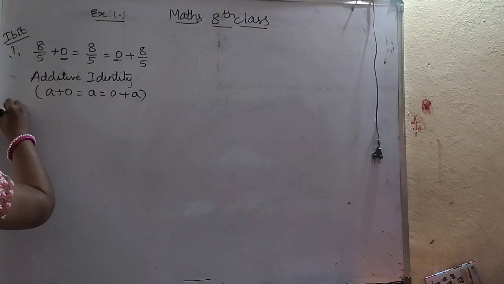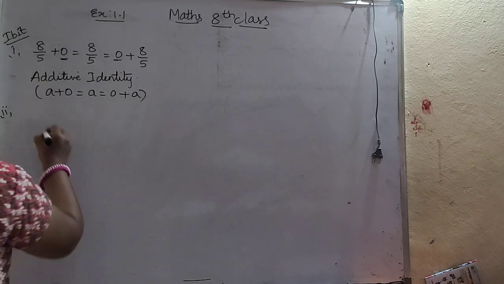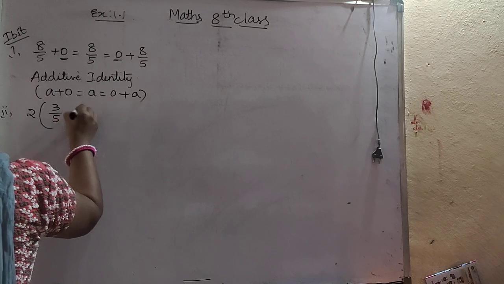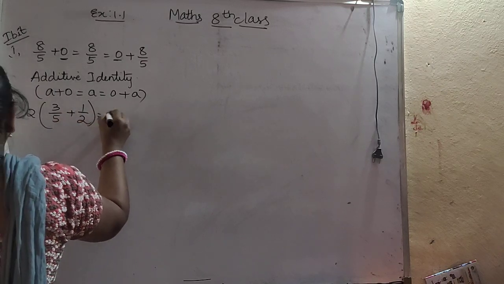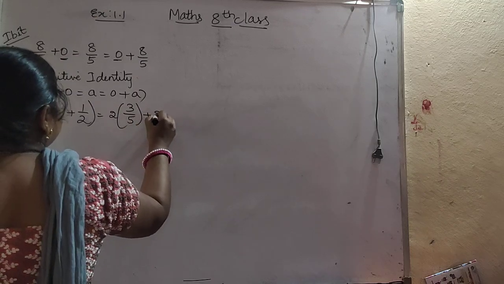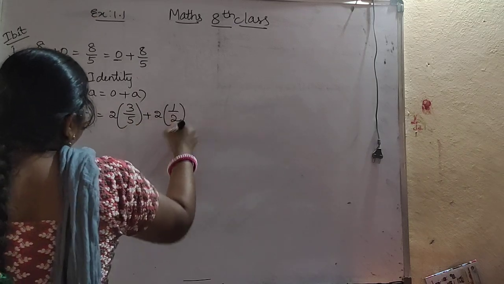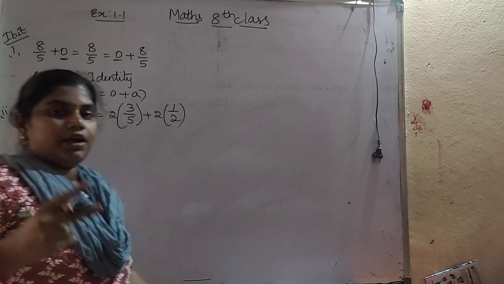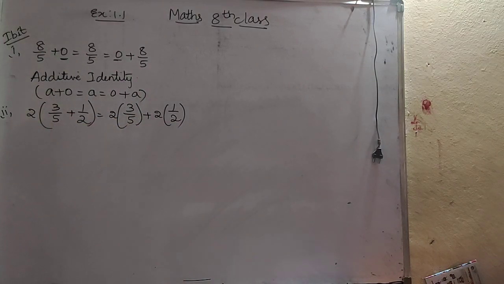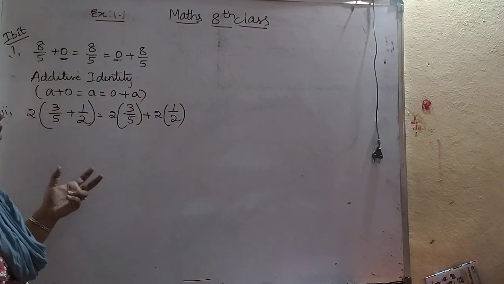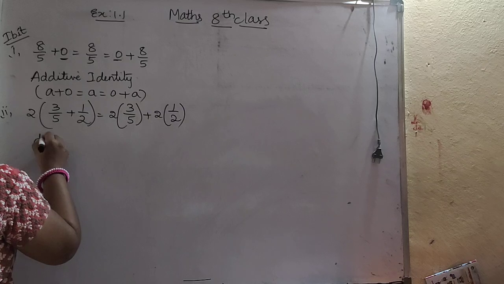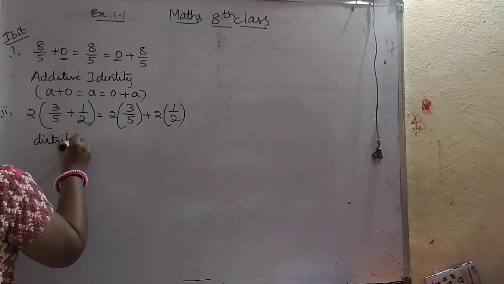So next one, 2 into 3 by 5 plus 1 by 2 is equals to 2 into 3 by 5 plus 2 into 1 by 2. So in this case you are seeing at a time two different symbols, that is multiplication as well as addition. So in which property you will see two signs together, that is distributive property.